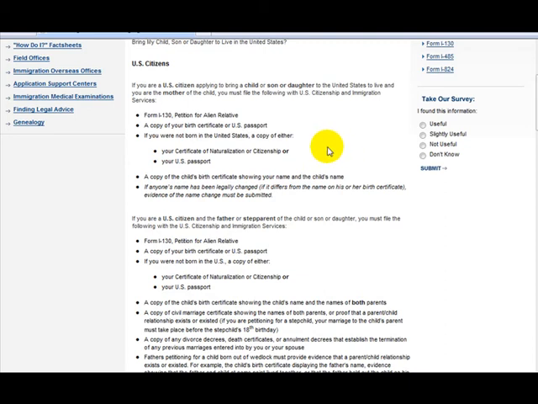Those documents, those forms, you can then use our other tutorials to fill out and put the information for the children in those applications. And remember, there's also special filing fees for children. So you're going to want to check the filing fees on the adjustment of status, the I-485, and for this I-130.